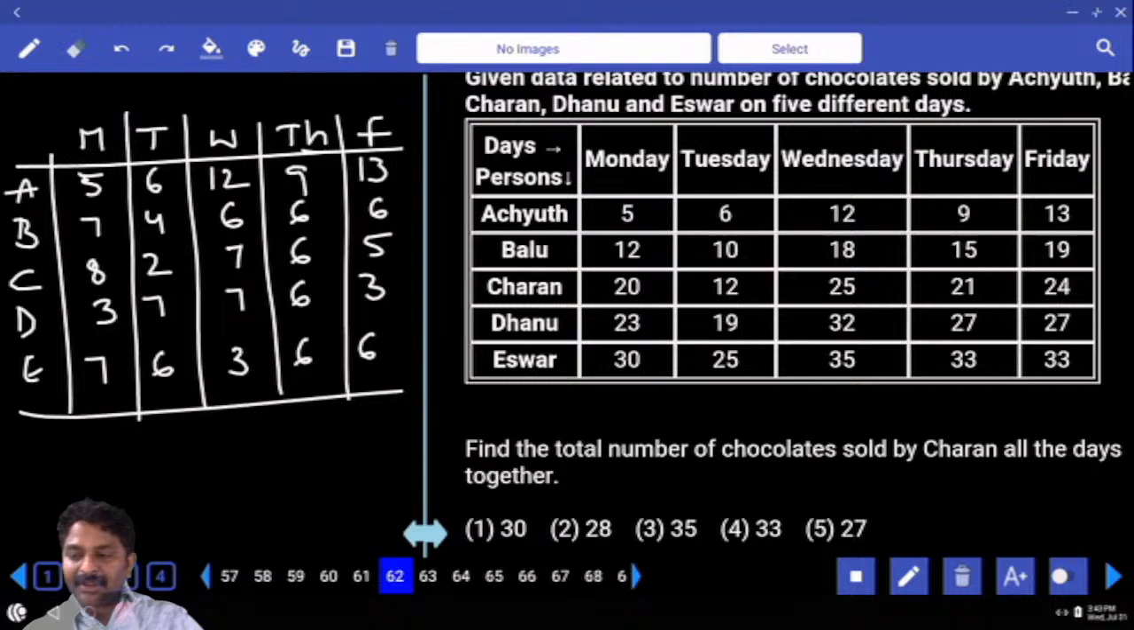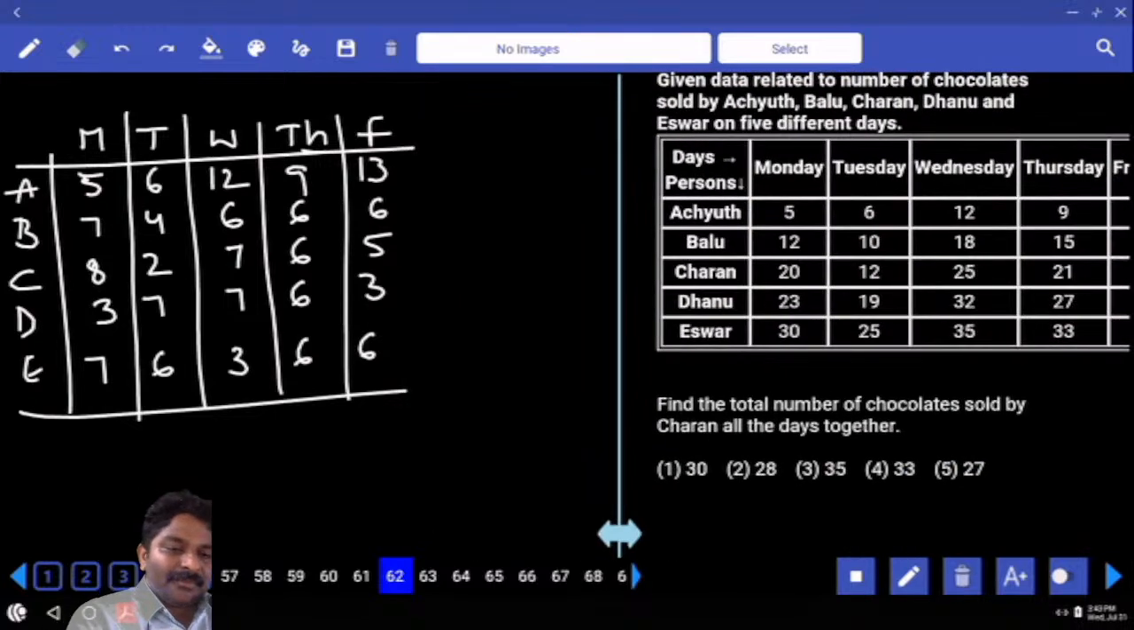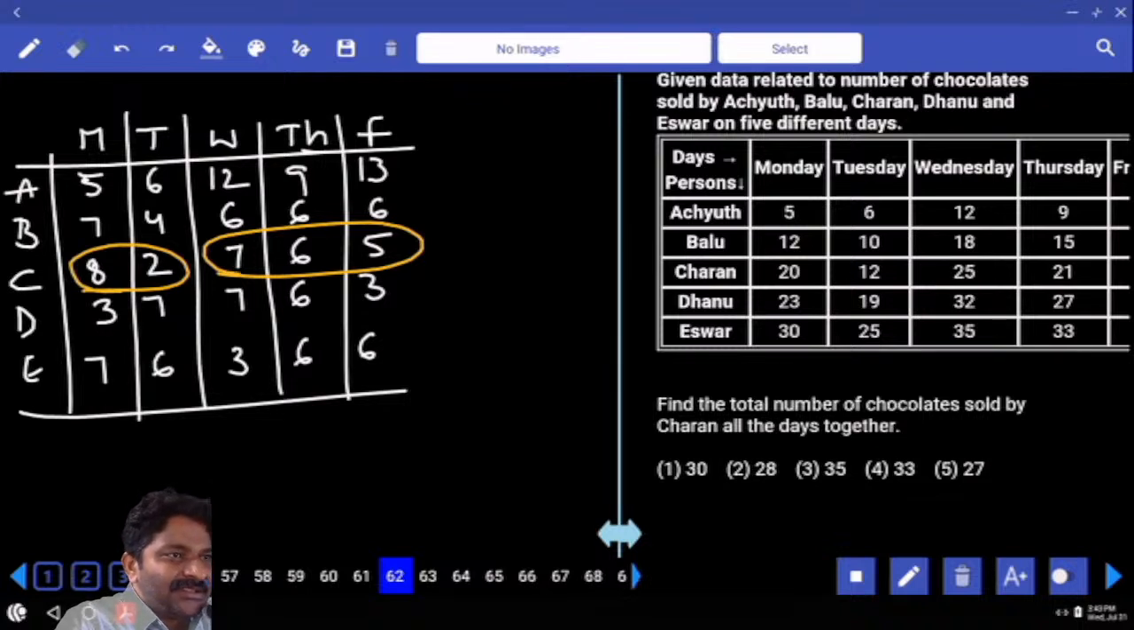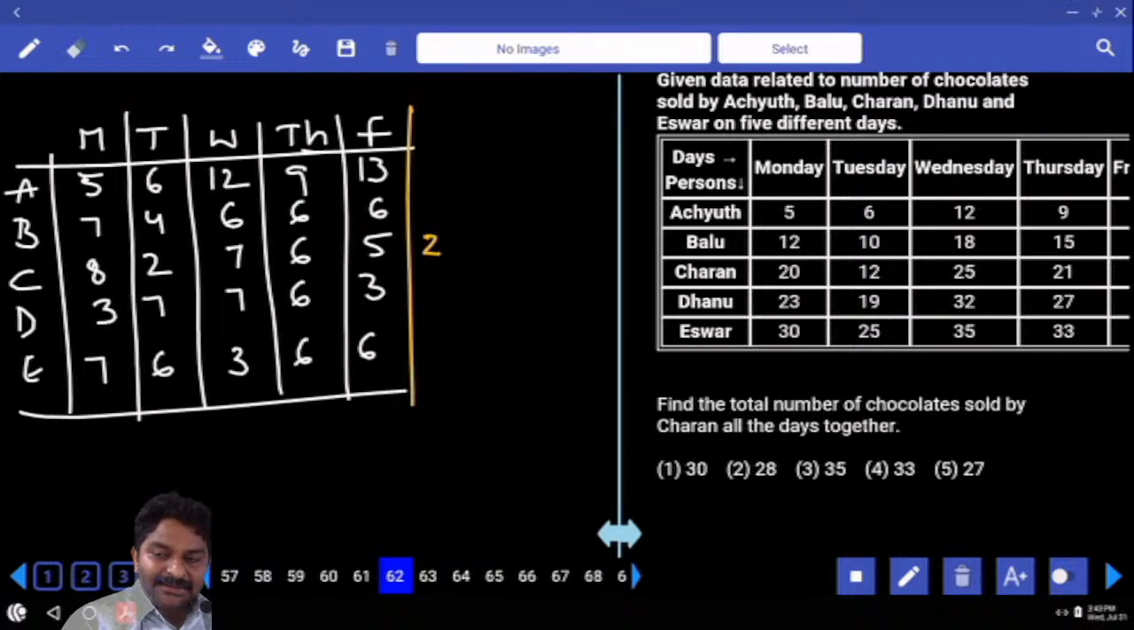Find the total number of chocolates sold by Charan all the days together. Charan all the days together. How much is this? Consecutive numbers, right? Middle number is 6. How many numbers? 3. 6 threes are 18, plus 10. Come on. 28.